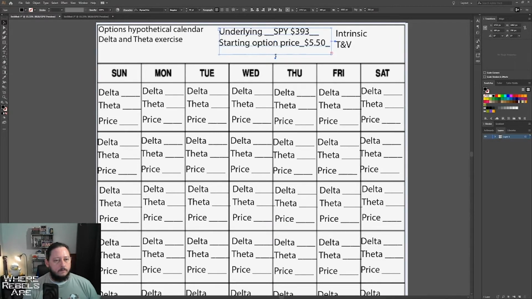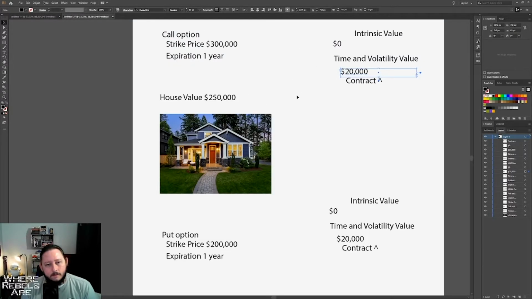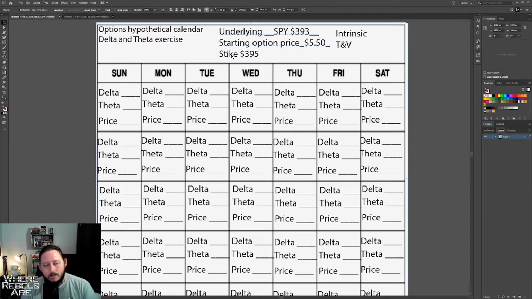More important info. Okay. From the previous example here on the house, we're doing the same thing. House value, $250. Strike price, that's important. So this tells you if the strike price is above the actual value of the underlying. For a call, it doesn't have any actual intrinsic value. So we went from $3.93 to $3.95. Well, that's $2 out of the money, so that's a zero. So in this case, zero on the intrinsic. And then everything left over in the actual options premium, which is $5.50, is now considered time and volatility premium.